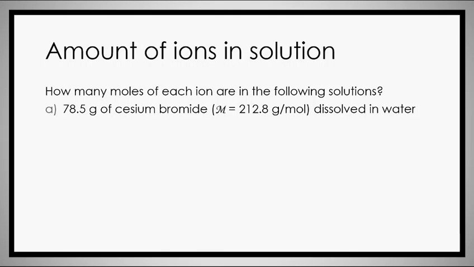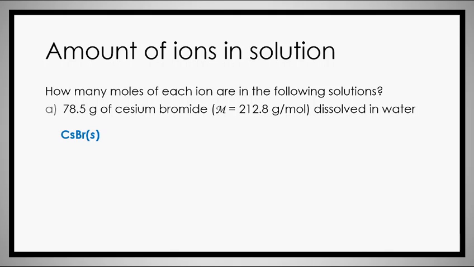And so we start off with our 78.5 grams of cesium bromide, and we're interested in figuring out how many moles of each of these ions are going to be present. The first thing you need to do is convert cesium bromide words into chemical formulas. Cesium is in group 1, so we know it's going to have a +1 charge. Bromide is in group 7, so it's going to have a -1 charge. And for our cesium bromide, we have a chemical formula of CsBr.